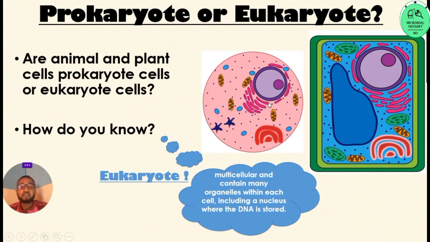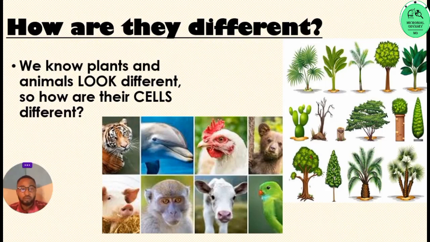So they have many organelles, and they also have a nucleus where the DNA is stored. This is a well-defined nucleus where the DNA is stored, and for the plant cell too, a well-defined nucleus where the DNA is stored. So both of them are eukaryotic cells. Now, plants and animals are very different in their appearance, which means the cells also have some level of differences. Now let's look at the difference between the plant and animal cell.